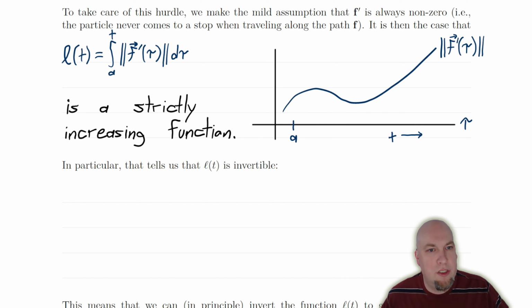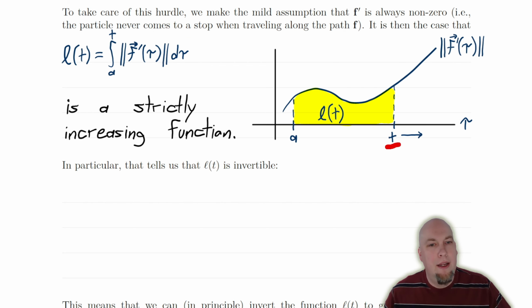Okay, it's always strictly above the x axis, or I guess I'm calling it the tau axis here. So then this L of t, remember, it's a definite integral. I can think of that as just the area under the curve from the left endpoint A over to the right endpoint t. And L of t is just this yellow shaded area here.